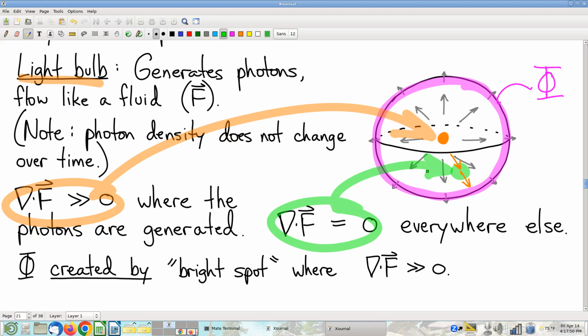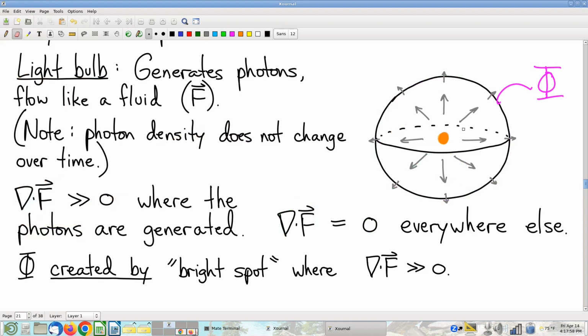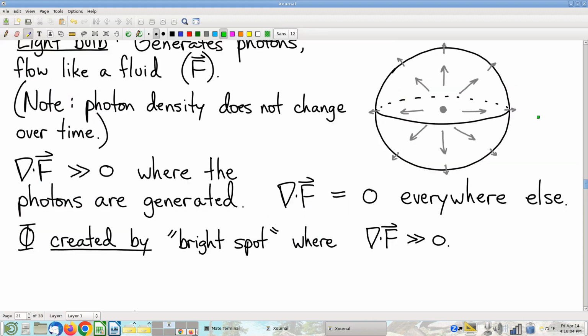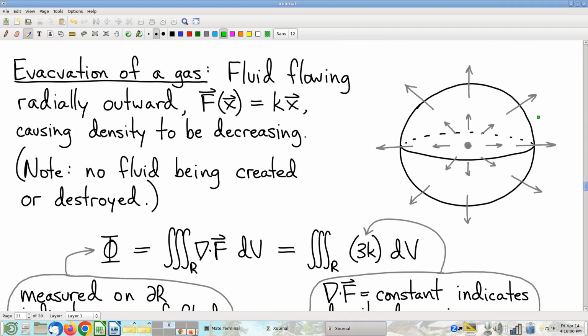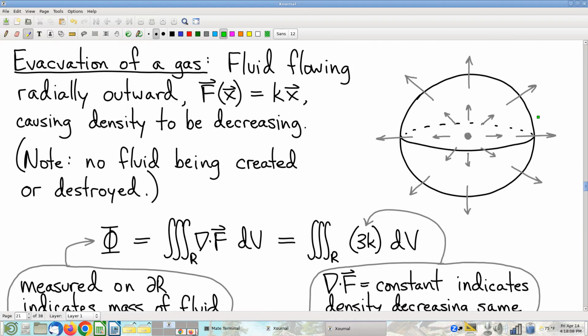Everybody buy it? Okay, cool. Now that's just one physical model, you might say, for the divergence theorem. Here's a different one. Oh, we're not going to have enough time for this different one. We're not going to have enough time to get far enough into this to be worth it.